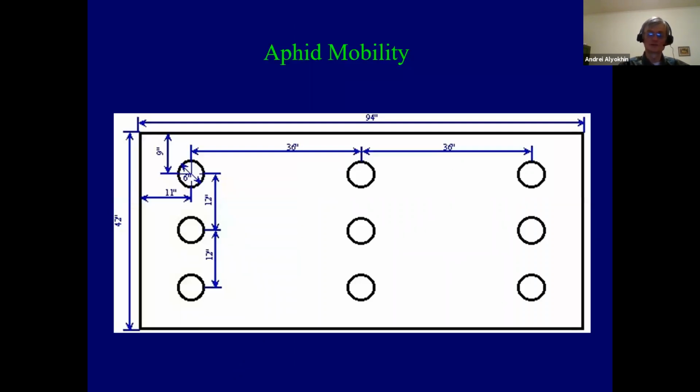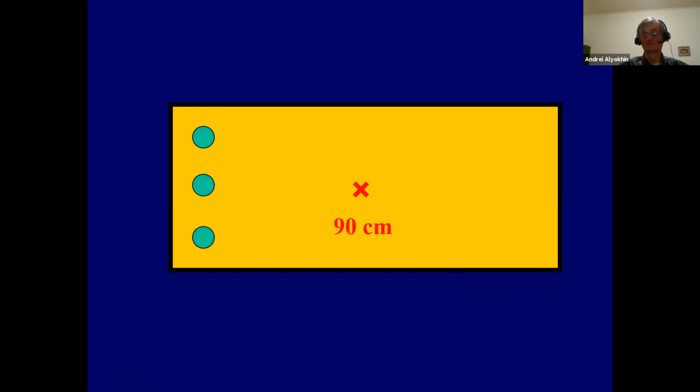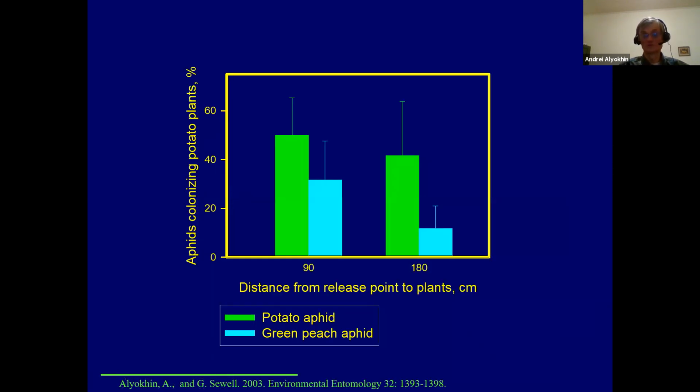Okay, so we looked at another parameter, aphid mobility, in those large arenas, which sort of simulated a section of a potato field. We would release aphids either 90 centimeters or 180 centimeters away from potatoes on bare soil, and then watch them colonizing potato plants. Potato aphids were the best at colonizing plants, even 180 centimeters away. Green peach aphids could do it, but not as well, and buckthorn aphids didn't make it.